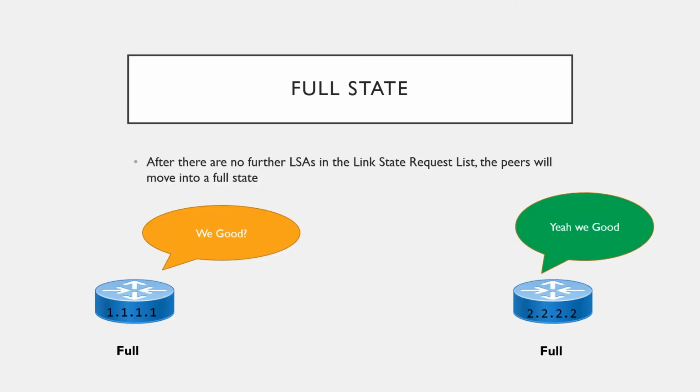All right, so once there's no further LSAs in the link state request list, the peers will then move into a full state. And at this point, the adjacency process is complete and everything's good to go.